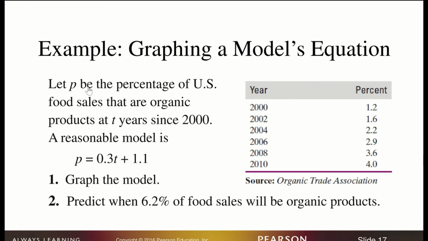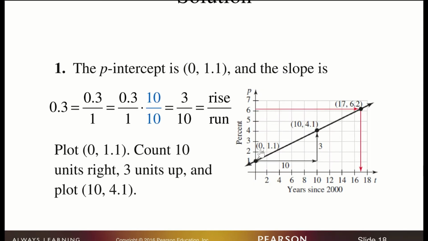All right, so if we let P be the percentage of U.S. food sales that are organic produced at T years since 2000, a reasonable model is given by this equation right here. Graph the model, predict when 6.2% of the food sales will be organic products. So we know that the P-intercept is at 0, 1.1, right? And the slope is 0.3, right?